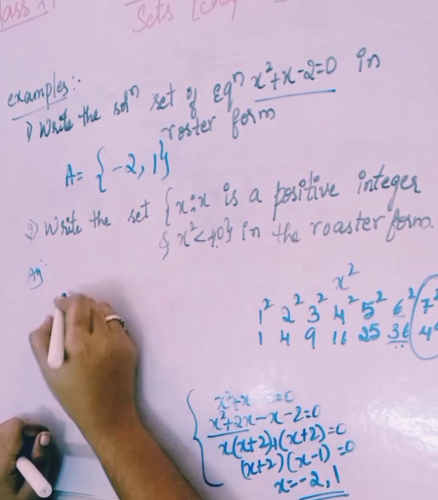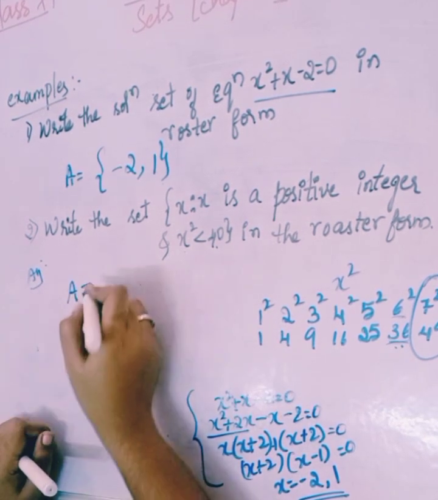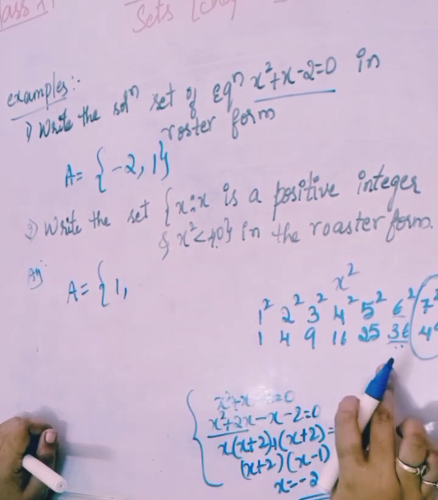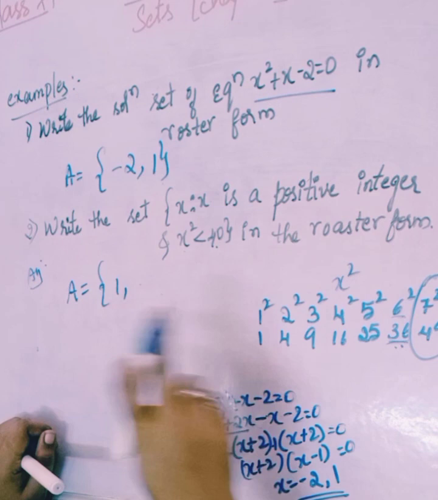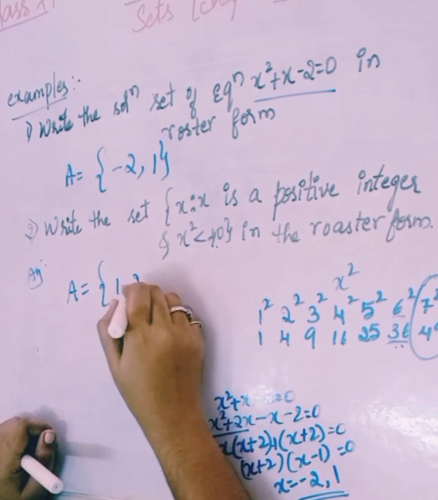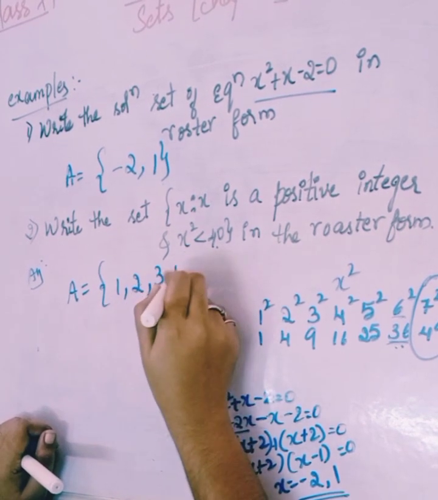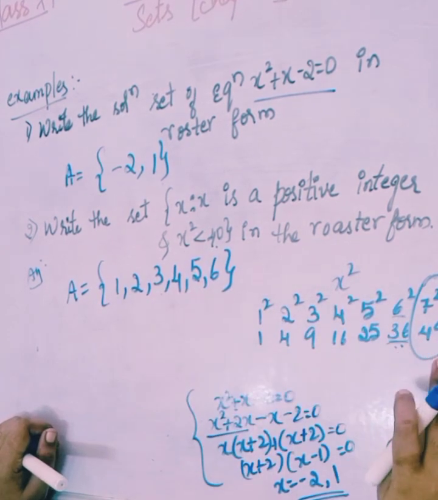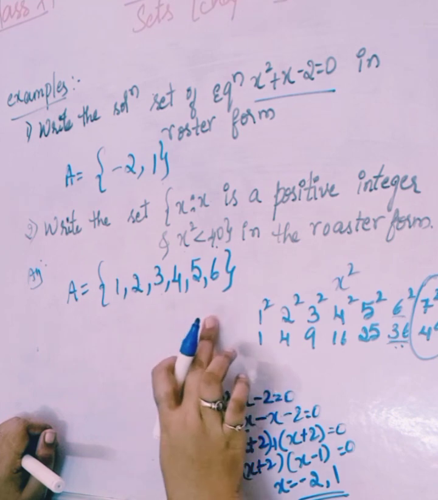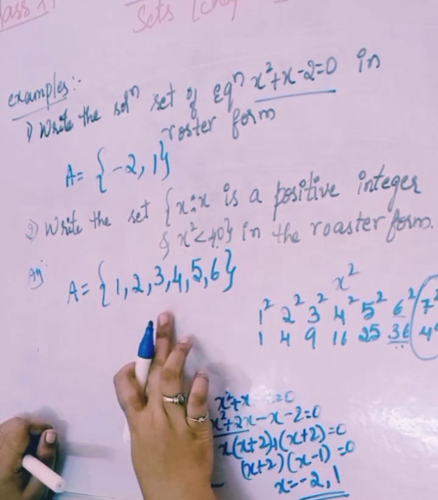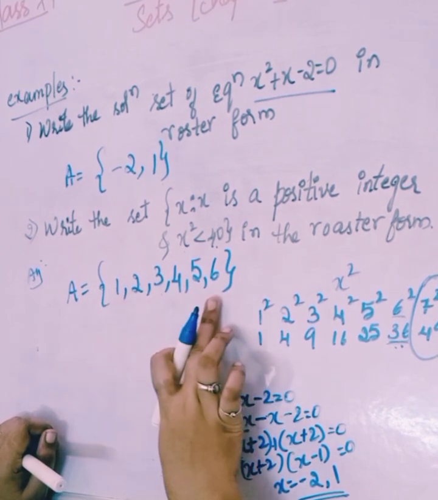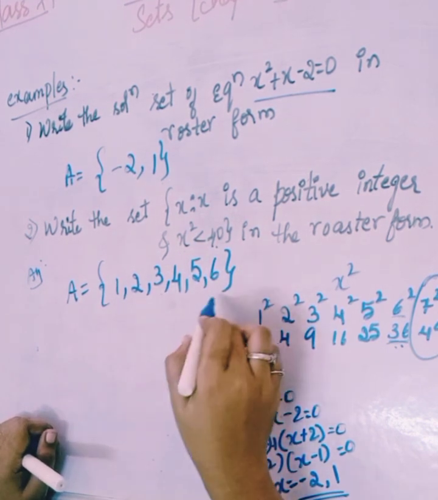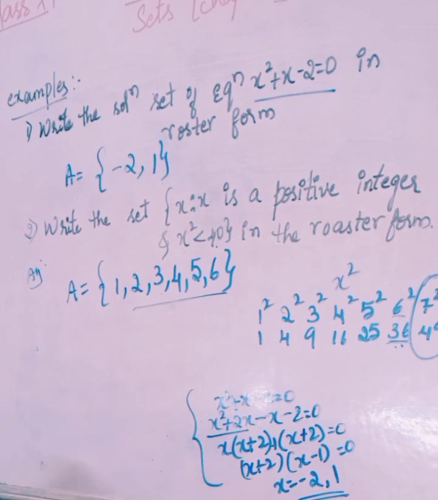Therefore we will write that in roster form. That is A is equal to, what all numbers do we have? You can't write 1 alone, because they are talking about square form, so we need to go with this form: 2, 3, 4, 5, 6. We can't write 7 because 7 square is 49. So the roster form is 1, 2, 3, 4, 5, 6, because 6 square is 36, which is less than 40. So this is the roster form for this question.